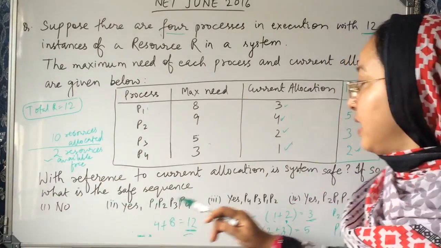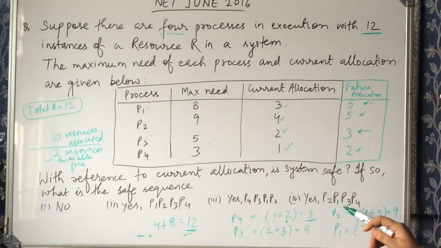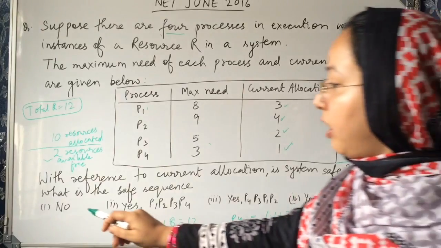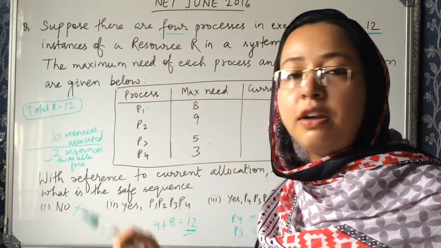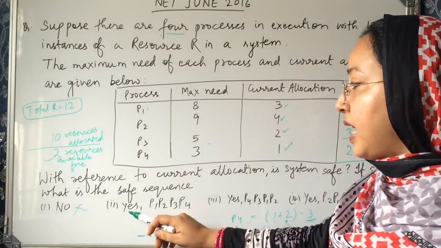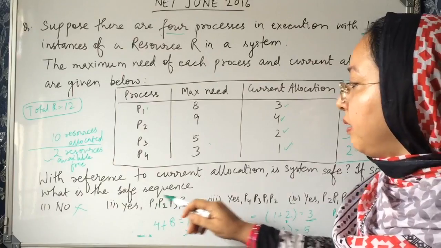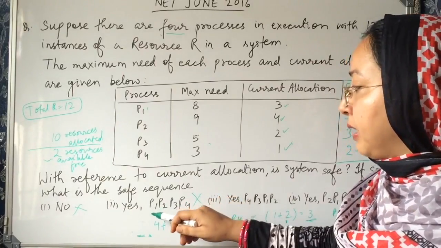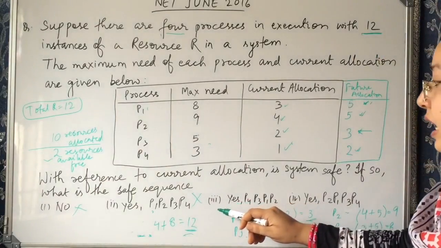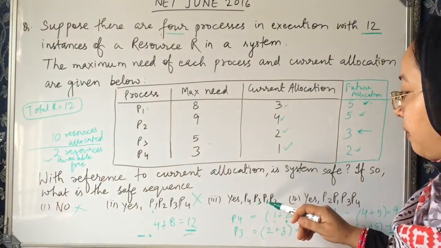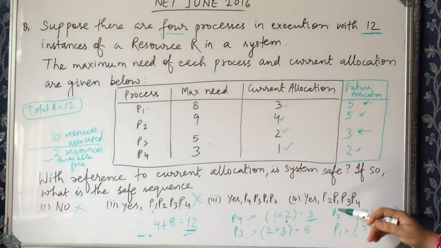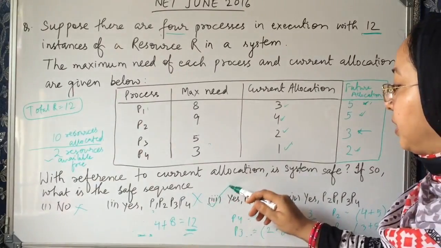And what was the sequence? The safe sequence was P4, P3, P2, P1, or P4, P3, P1, P2. Option number 1 will not be your answer, because it says no. The second option, yes, P1, P2, P3, P4, will also not be your answer, because you have to start from P4. The third, yes, P4, P3, P1, P2, where you can write either P1, P2 or P2, P1. So this option is correct.